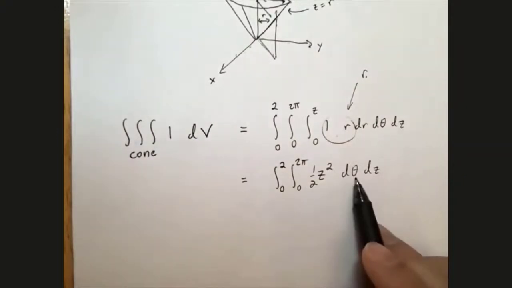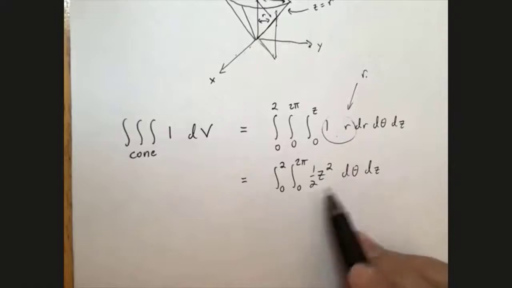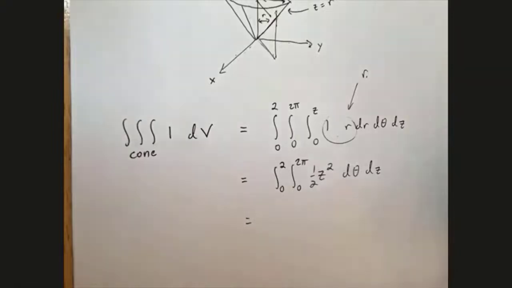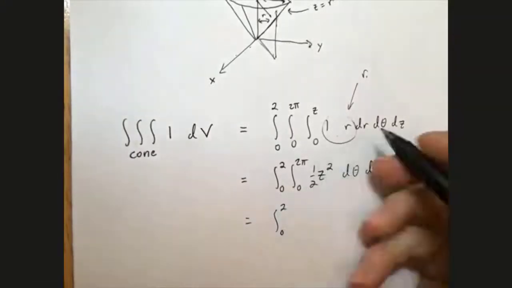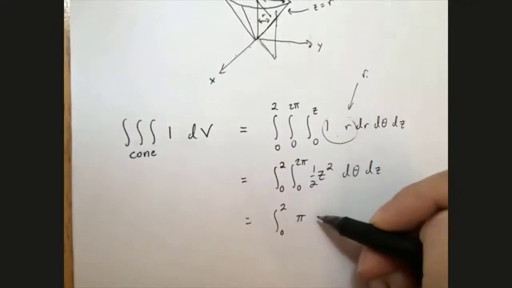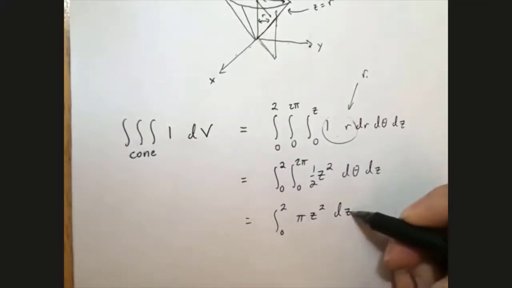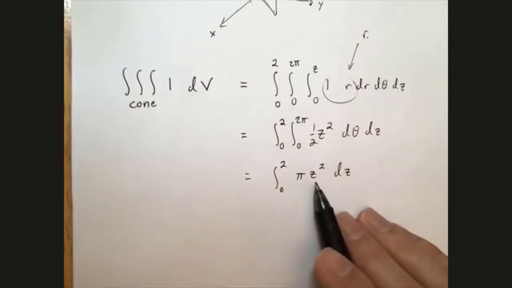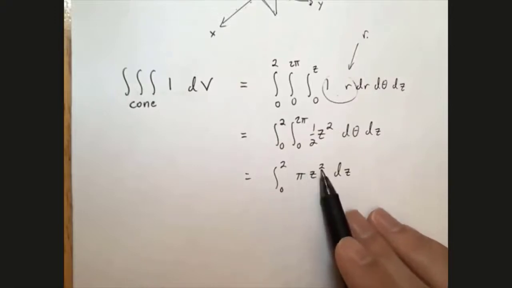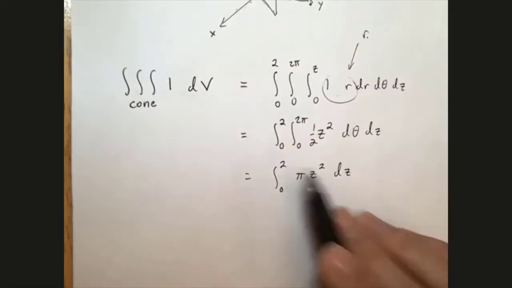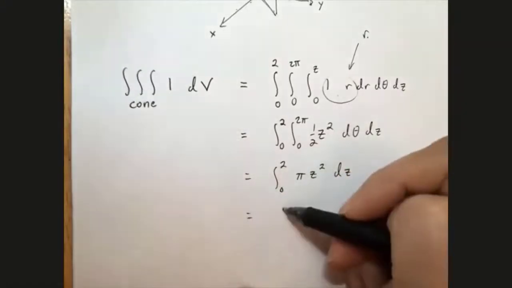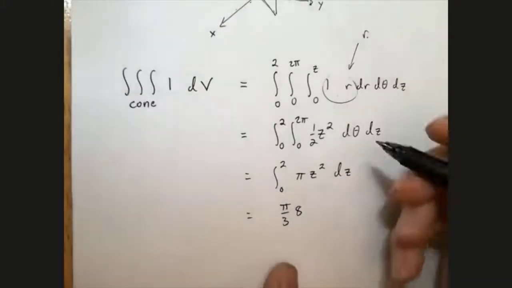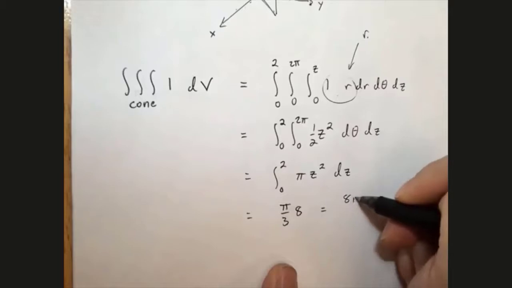Now I anti-differentiate this with respect to theta. Well, that's just 1/2 z squared times theta. Evaluate that from 0 to 2 pi. You just multiply this by 2 pi, right? Because it doesn't depend on theta. So it's just pi z squared. Okay? Now in the last part, we're just anti-differentiating with respect to z. So that's pi over 3 z cubed, evaluated from 0 to 2. 2 cubed is 8, and evaluated at 0, you get 0. So this is just 8 pi over 3.